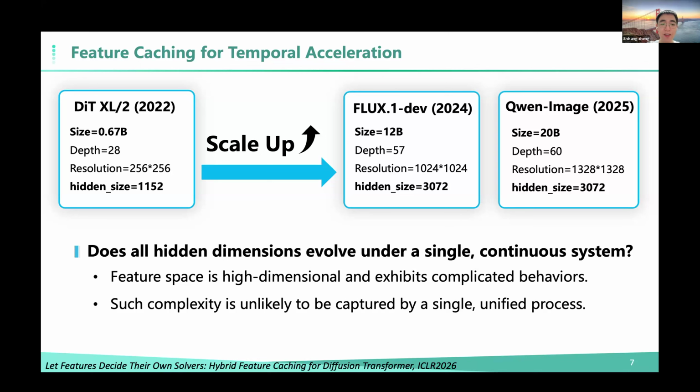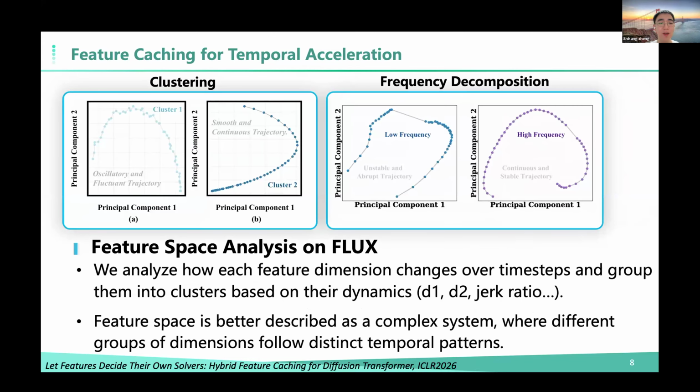Intuitively, feature space is pretty high dimensional, and it exhibits complicated behaviors. Such complexity is unlikely to be captured by a single and unified process. So we try to dig further. We do feature space analysis on FLUX. First, we do clustering. We try to find out how each feature dimension changes over time steps, and we group them into clusters based on their dynamics. Basically, we group them based on the first order differences, second order differences, the curvature, and the jerk ratio, and so on.